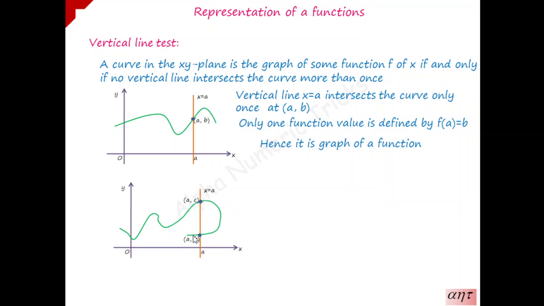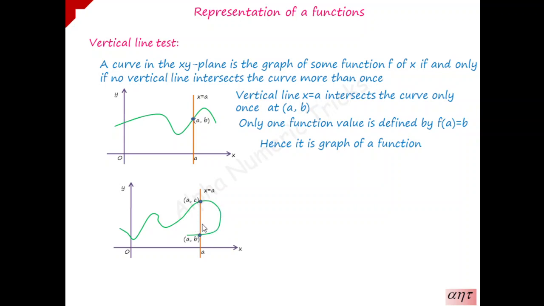Here you have 2 points, it touches at 2 points. Here the curve touches at 2 points. Here also the curve touches at 2 points. That is, the line x is equal to a intersects the curve at 2 points. Here also it touches at 2 points, like that.